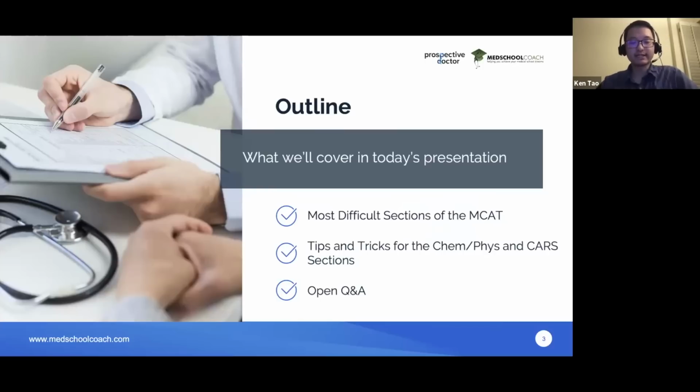We're then going to discuss a little bit on why these two sections of the exam, the Chem, Phys, and the CARS sections, are particularly difficult. And from there, we're going to talk about tips and tricks for the Chem, Phys, and CARS sections. And as part of that discussion, we're actually going to go over a sample passage for the Chem, Phys section. So you can see hands-on some of these strategies that we apply and we teach our students all the time. And finally, the last thing we're going to do is we're going to have an open Q&A where we're going to answer questions from all of you regarding anything related to the MCAT exam.